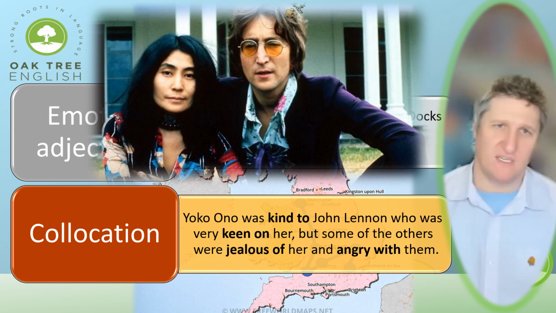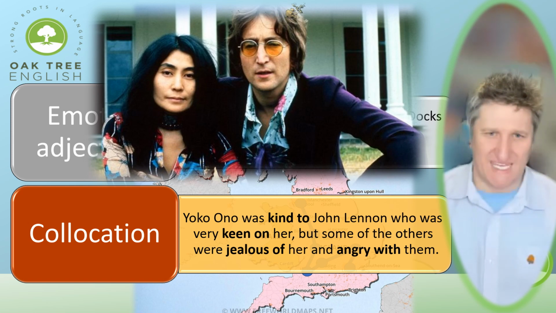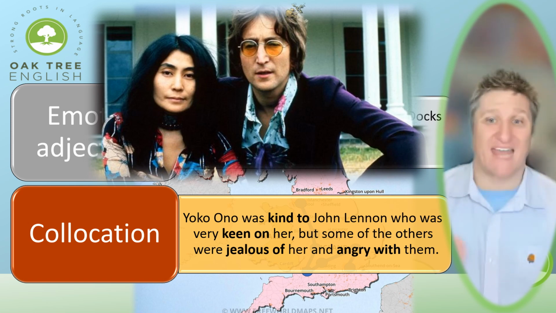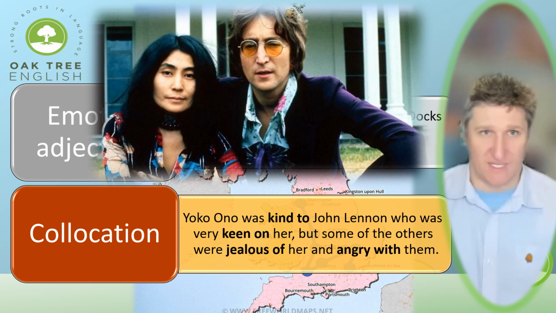So see what we have here? Kind to, keen on, jealous of, and angry with. These are collocations of adjectives with prepositions.